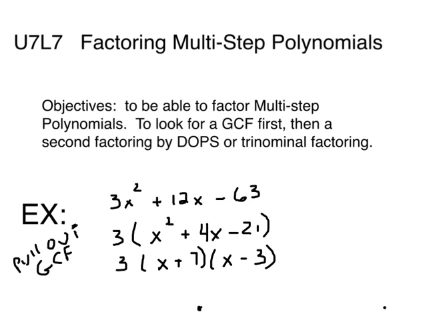We're doing Unit 7, Lesson 7, Factoring Multi-Step Polynomials. Today, we want to make sure you can factor these polynomials, and the important part is to look for your GCF first. Then you're going to factor either by doing a difference of perfect squares or trinomial factoring. We put this example down here for you, where we pulled out the GCF, which we found was 3. So we put our 3 out here, and then we put everything else over here, and then we just factored it like usual.